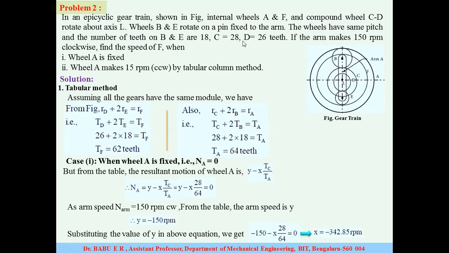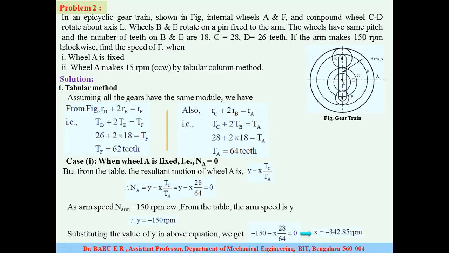The wheels B and E rotate on a pin fixed to the arm. So it will rotate on the pins which are fixed to the arm. The wheels have the same pitch and the number of teeth on B and E are 18. So TB and TE are 18. Number of teeth on C is 28. Number of teeth on D is 26.